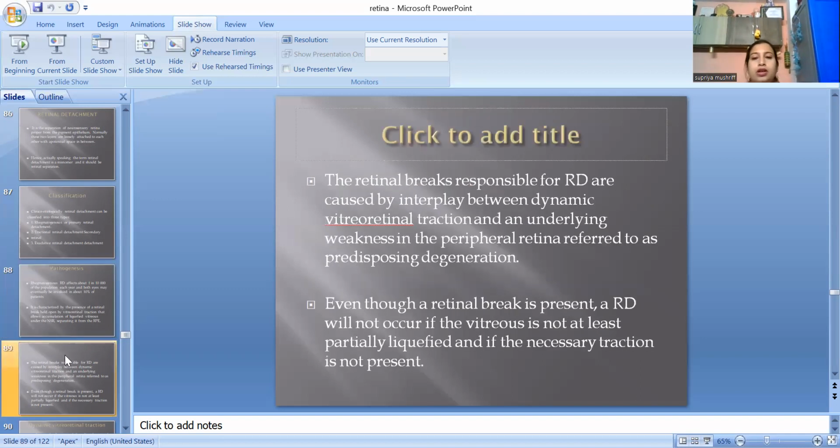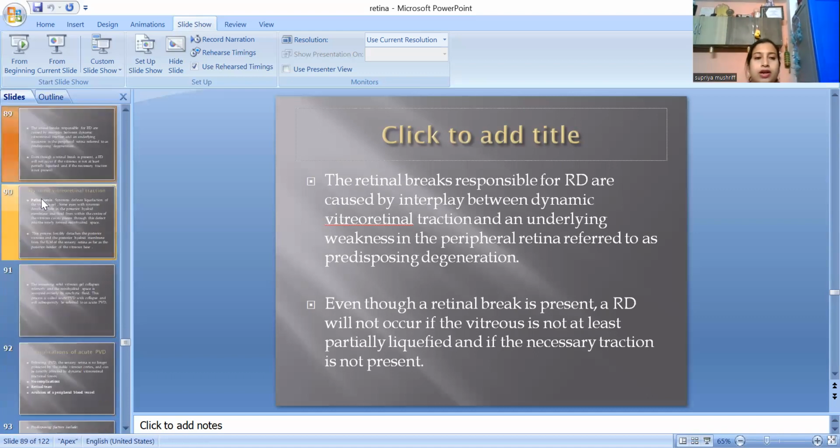The retinal breaks which are responsible for rhegmatogenous RD are caused by an interplay between dynamic vitreoretinal traction and an underlying weakness in the peripheral retina, referred to as predisposing degeneration. Even though a retinal break is present, a retinal detachment will not occur if the vitreous is not at least partially liquefied and if necessary traction is not present.